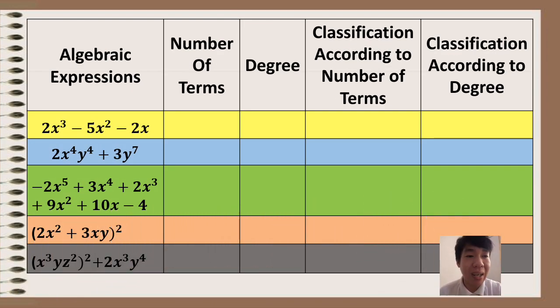These are the sample problems that I have prepared in my discussion for today. And these are the algebraic expressions. Number 1, 2x cubed minus 5x squared minus 2x. Next is 2x raised to 4 y raised to 4 plus 3y raised to 7. Next, negative 2x raised to 5 plus 3x raised to 4 plus 2x cubed plus 9x squared plus 10x minus 4. Next, (2x squared plus 3xy) quantity squared. And lastly, (x cubed y z squared) quantity squared plus 2x cubed y raised to 4.